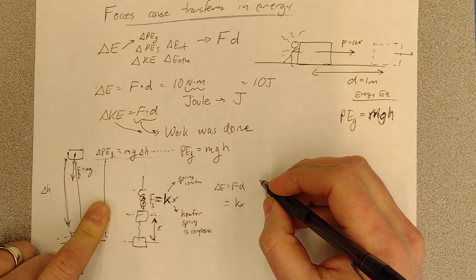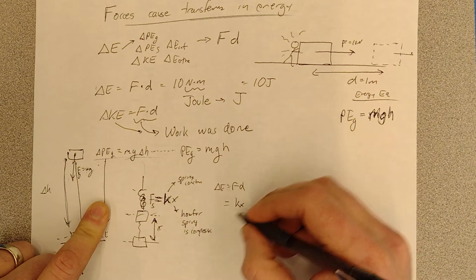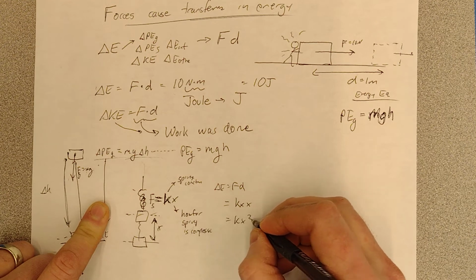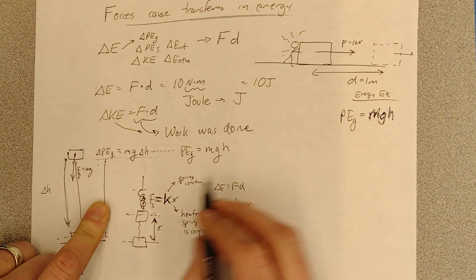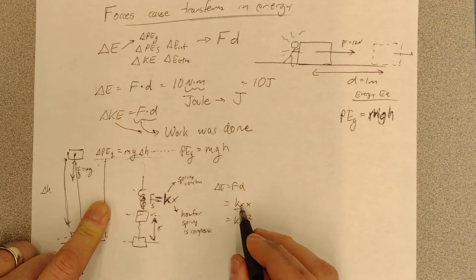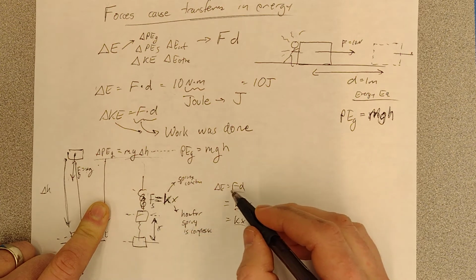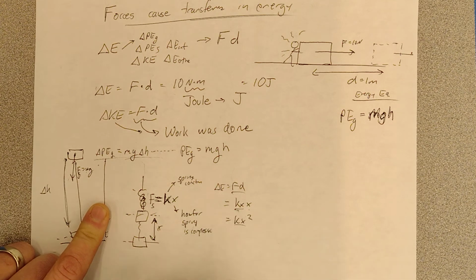And the distance is x. Now, it looks like it should be kx squared, right? But it turns out that this force, as it stretches, can't be constant, because as you stretch it, this force is going to increase. So it can't just be force times distance.